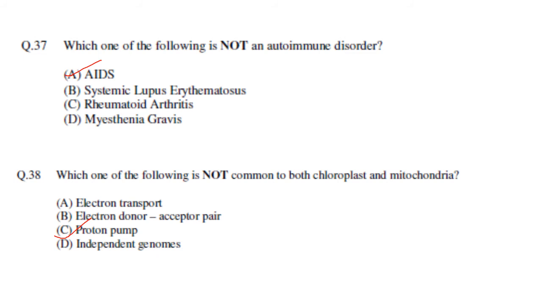Which one of the following is not an autoimmune disorder? Option A, AIDS; systemic lupus erythematosus, rheumatoid arthritis, myasthenia gravis. Answer is option A, AIDS. Systemic lupus erythematosus, rheumatoid arthritis and myasthenia gravis are autoimmune disorders. Next one. Which of the following is not common to both chloroplast and mitochondria? Option A, electron transport; B, electron donor acceptor pair; C, proton pump; D, independent genomes. Answer is option C, proton pumps.